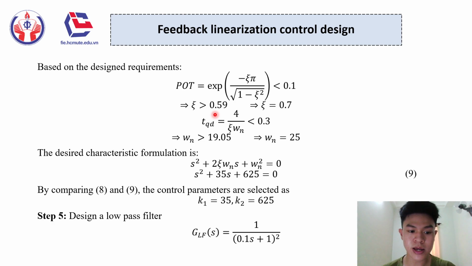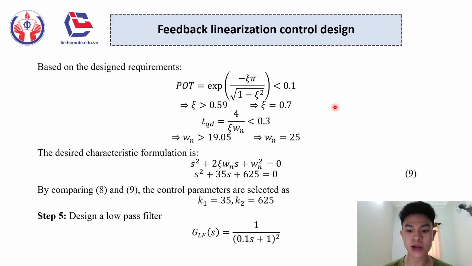And by comparing equation 8 and equation 9, we can find the control parameters k1 equals 35 and k2 equals 625. Now come to step 5, design the low pass filter. We choose the low pass filter GLF(s) equal to 1 over (0.1 s plus 1) squared, which is equation number 10. So that's all for the theory of the design.